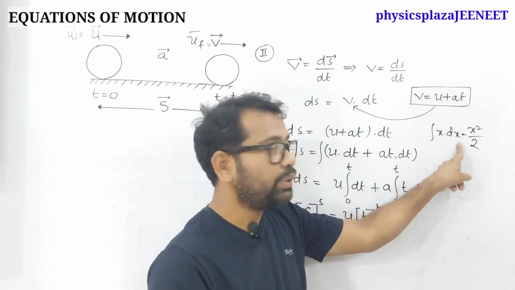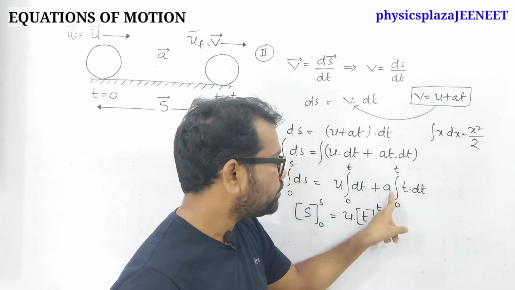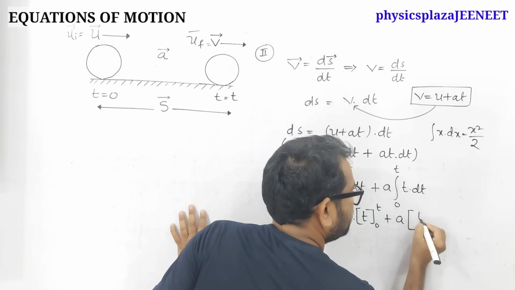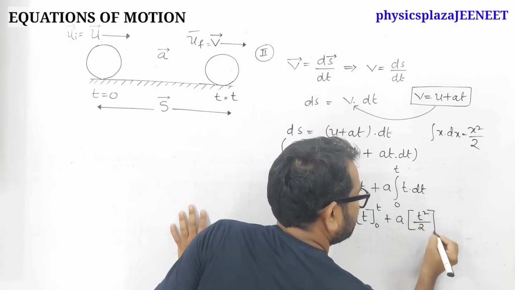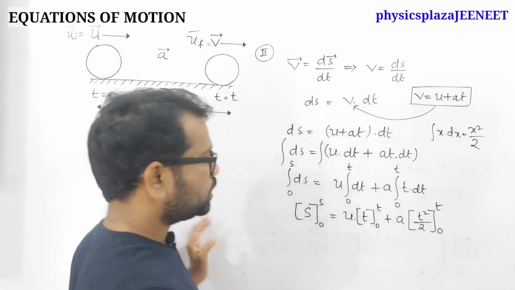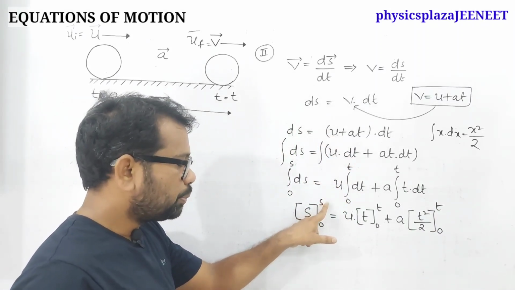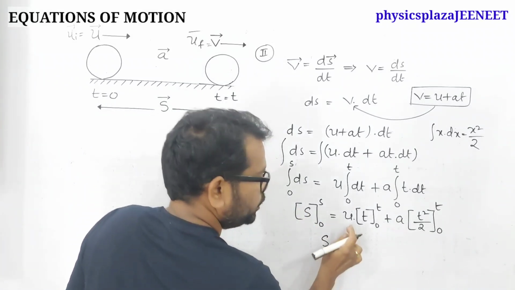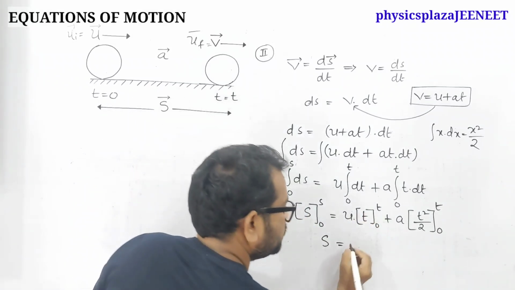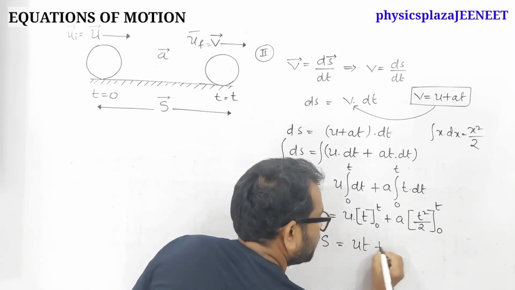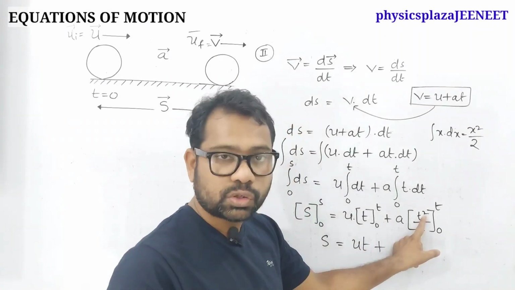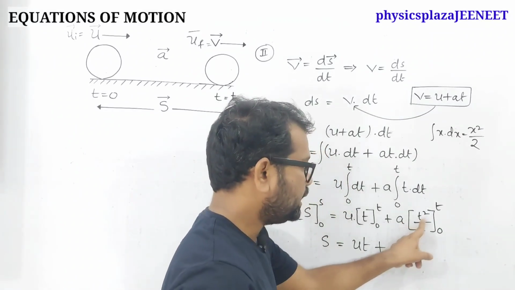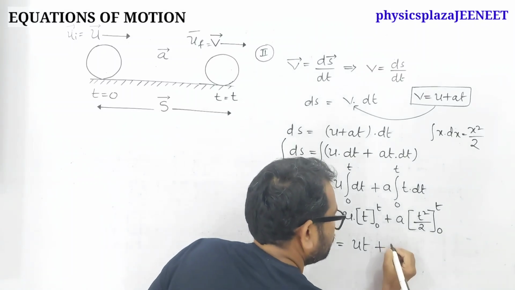So integration of x dx will be x square by 2, and obviously integration of t dt will be t square by 2. So a into t square by 2, limits 0 to t. Now you apply the limits: upper limit minus lower limit. Anyhow, s minus 0 will be s only. So s is equal to u into t minus 0, which is t only, so it is ut plus, here also t square minus 0 square, it can be t square only, right? So it can be written as a t square by 2, which is half a t square.